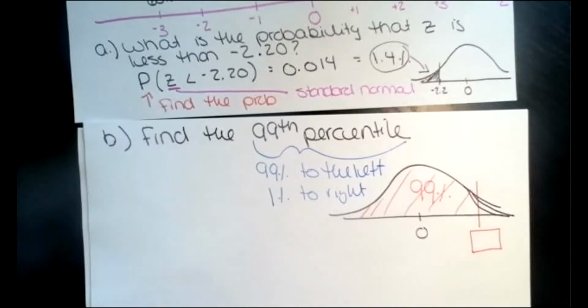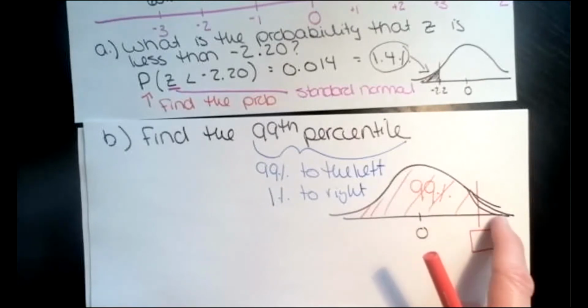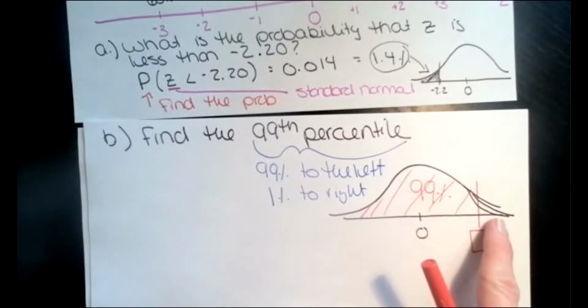Sometimes we have to look and read the problem. What if it said something like the top 1%? Well, that would mean that, okay, I have a 1% up here on the right, but I'm still looking for that same data value, right? So that still is 1% up there. But maybe it said like the top 30%.